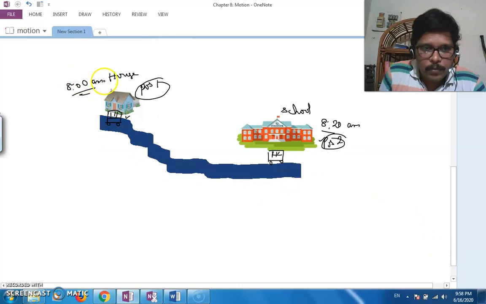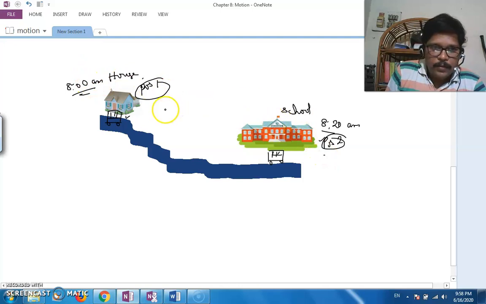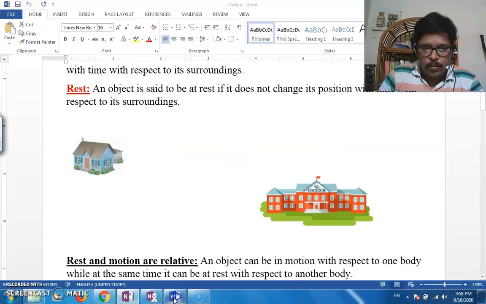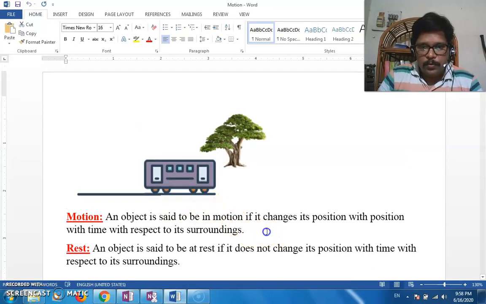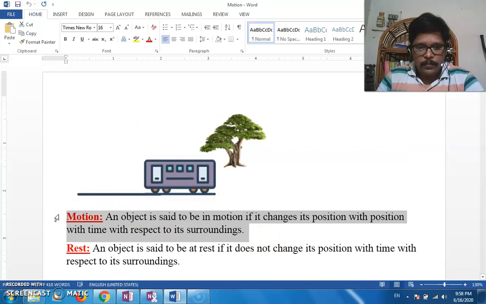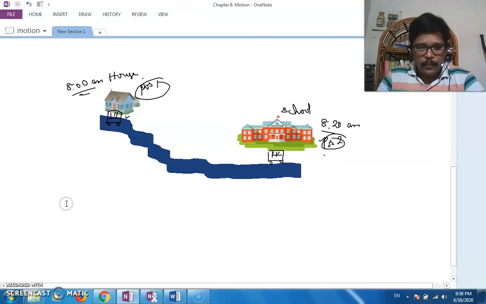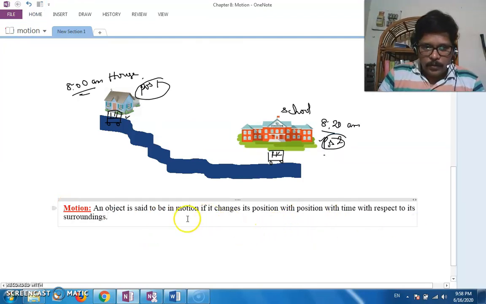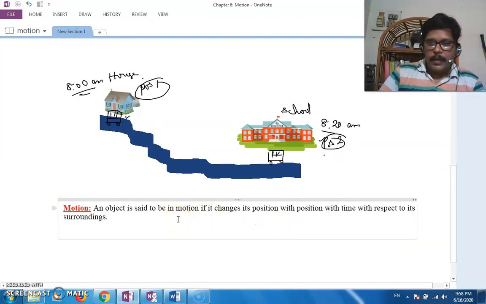We can define motion as: an object is said to be in motion if it changes its position. It is going to change its position with time and with respect to its surroundings. I'm going to put this definition in front of you so that you can have some idea, and let me read that. An object is said to be in motion if it changes its position with the time with respect to its surroundings.